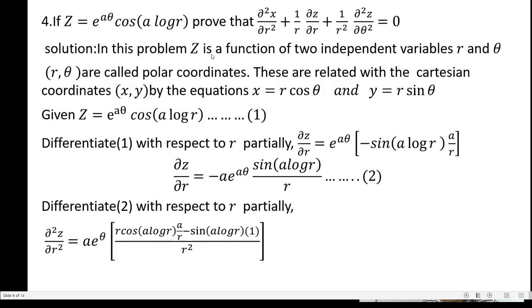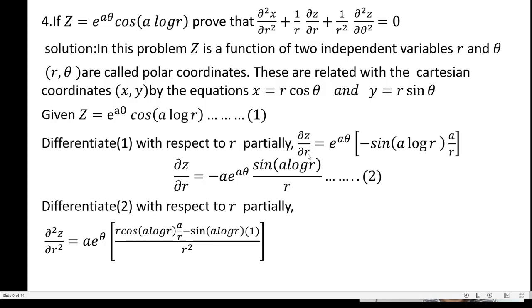So in this problem, z is a function of two independent variables, the polar coordinates r and θ. These are related with the Cartesian coordinates x and y, where x is equal to r cos θ and y is equal to r sin θ. Given z is equal to e^(aθ) cos(a log r), consider this as equation number 1. So differentiate equation 1 with respect to r partially.